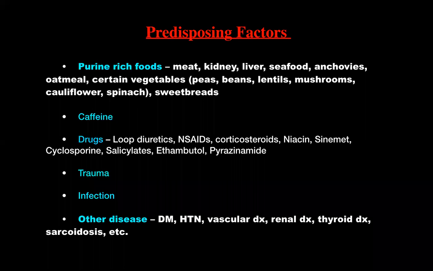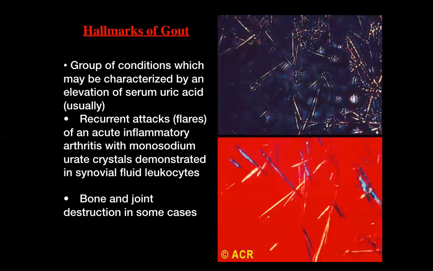Caffeine, drugs like loop diuretics and NSAIDs, non-steroidal anti-inflammatory drugs. Corticosteroids, niacin, cyclosporine, salicylate, ethambutol, and pyrazinamide. And next one is trauma, infection, other diseases like diabetes and hypertension, vascular disease, renal disease, thyroid disease, and sarcoidosis. These are predisposing factors.